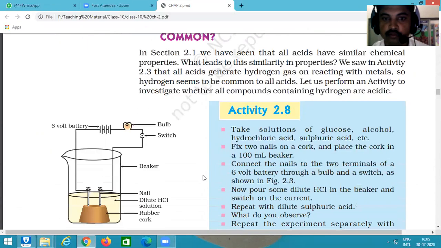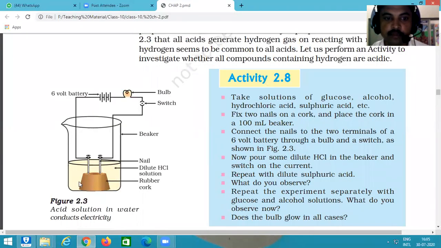So in this chapter we do an activity. In this activity we prepare a circuit. In this circuit we take a beaker of 100 ml and a rubber cork. In this rubber cork, we fix two nails, 1 and 2, and both nails are connected by different wires to a battery. A 6-volt battery is connected, and a bulb and a switch are also fitted.